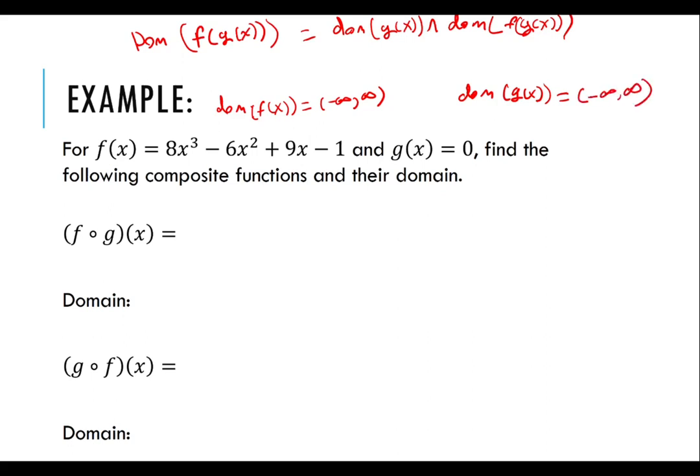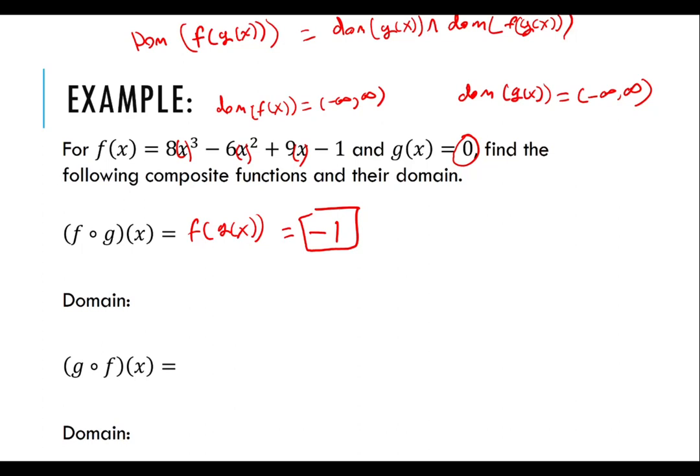Then I need to find the composition f of g of x. What do we do? Take the function g and plug it into the function f. The function g is just 0, so everywhere we see an x for f, we plug in 0. That's just going to give us 8 times 0 cubed minus 6 times 0 squared plus 9 times 0 minus 1. Each one of those terms becomes 0, and so now f of g is just the function -1. That's the composition. It's the constant function.